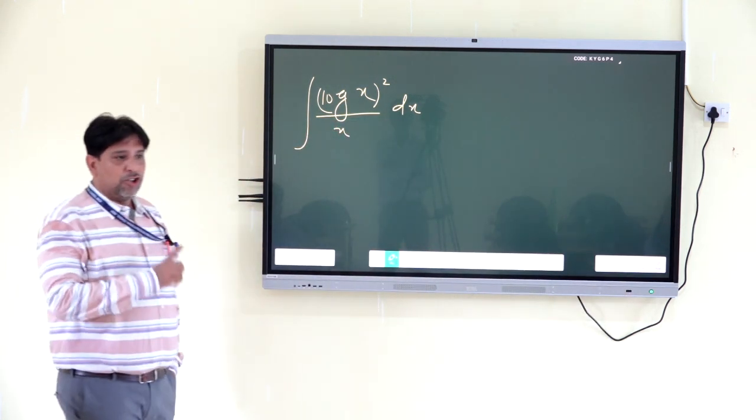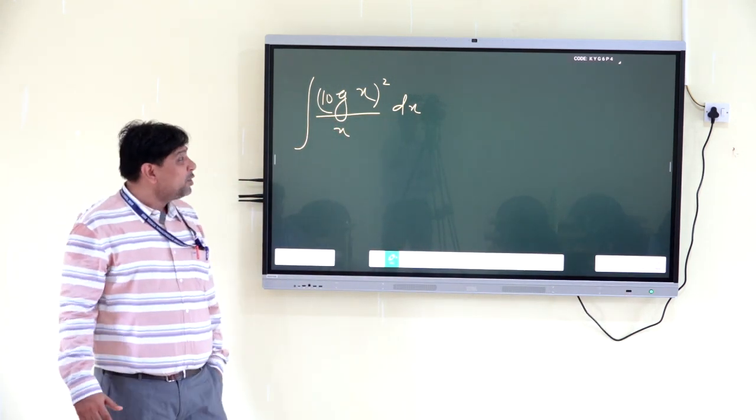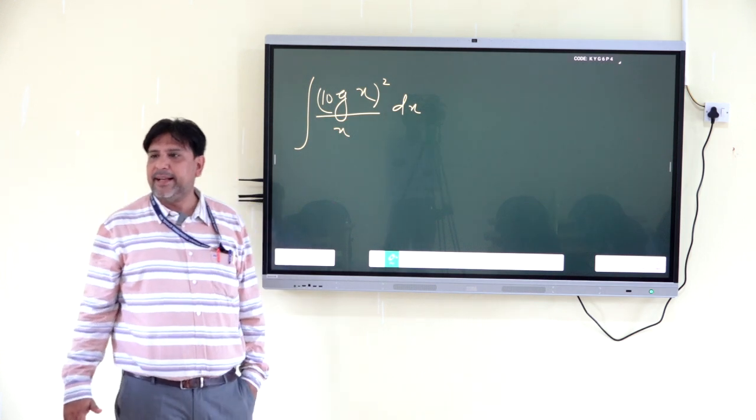Let us have a look at this question. Log x whole square divided by x dx.